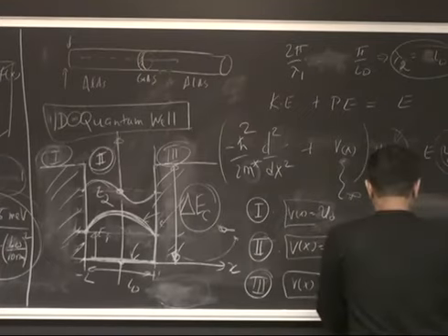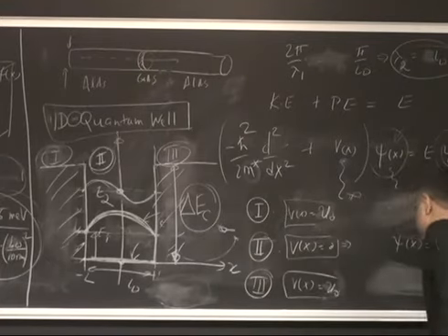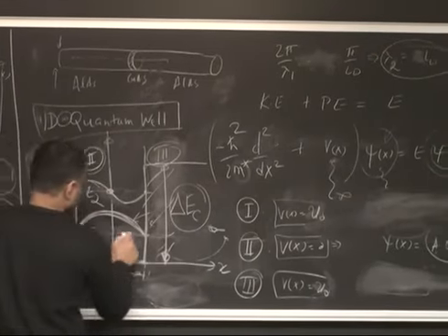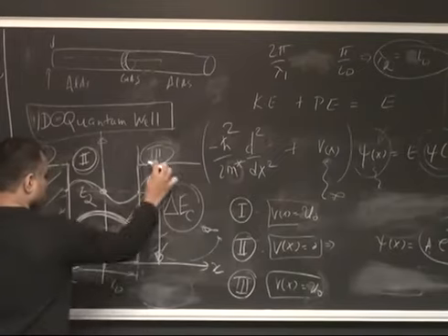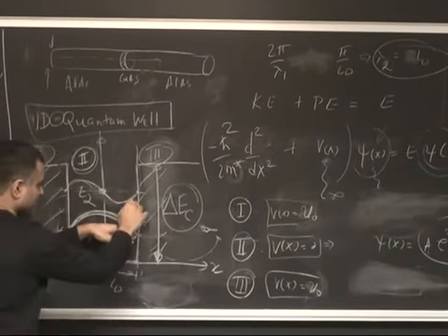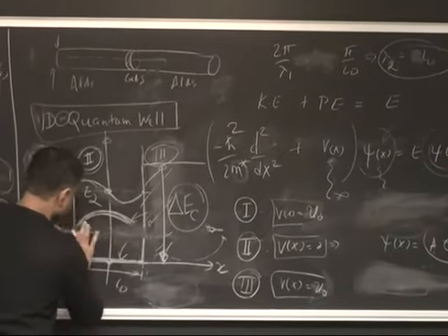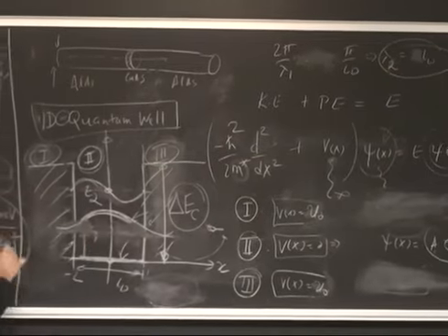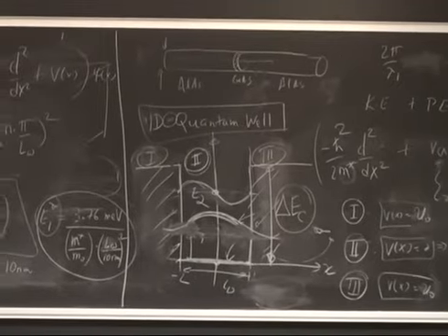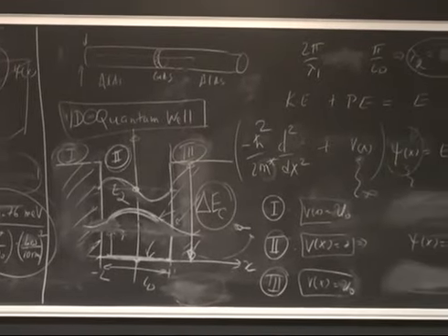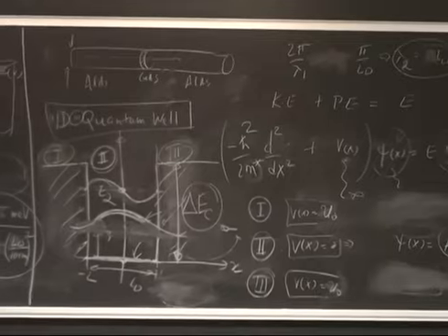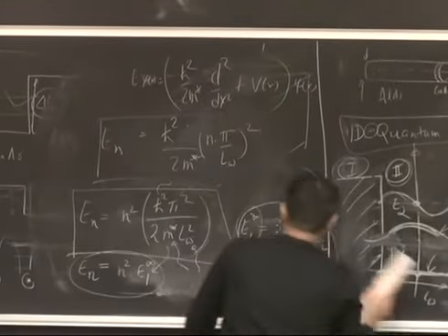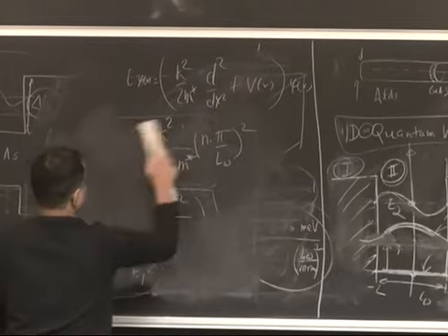If you've done any quantum, you'll realize that if the energy of an electron is below the potential barrier height, then the wave function, instead of going to 0 here, must actually decay exponentially. That's the solution. Why? You can actually reason it from here.